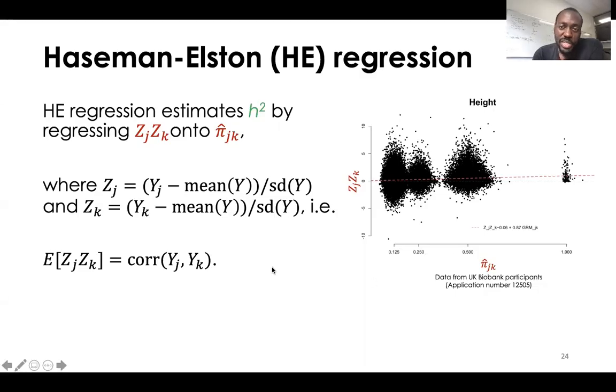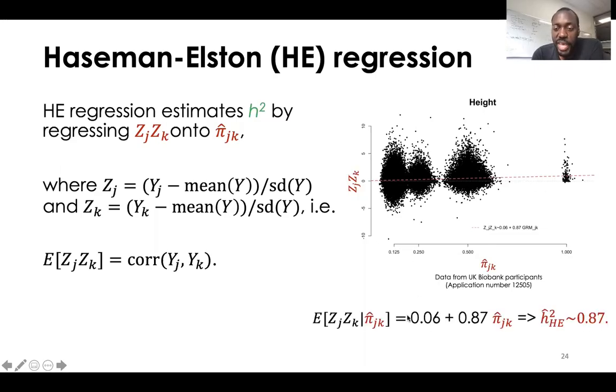What HE regression does is essentially perform this ordinary least squares regression and come up with two estimators: an intercept and a slope. I'm not going to comment too much on the intercept in this part of the lecture. I will touch on that a bit later in the next part. But if we just focus on the slope, it gives us an estimator of heritability. In this case, it gives us an estimated heritability of 0.87.